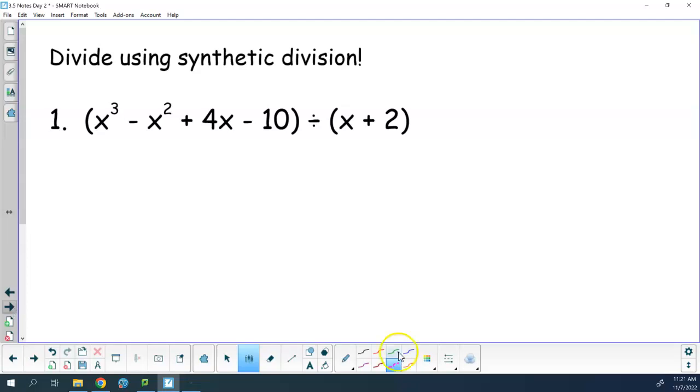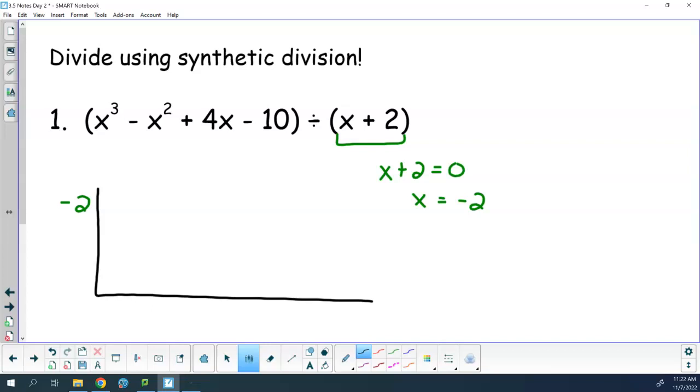So we need to first make that special linear factor. We set that equal to 0 and we solve it. So x equals negative 2. The negative 2 is our divisor, if you will. It's what goes on the outside. Zeros go on the outside. Because we set it equal to 0, it becomes the 0. Coefficients go on the inside.